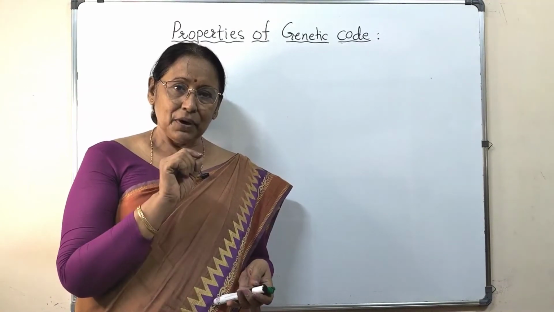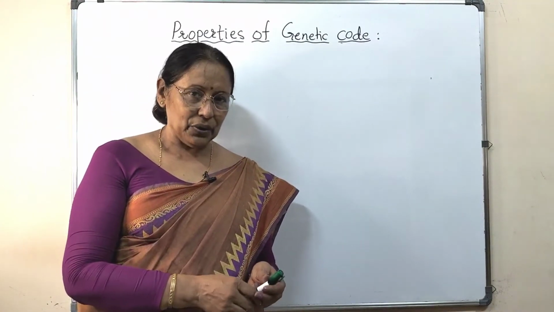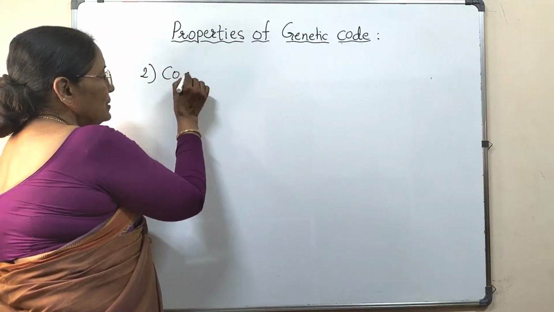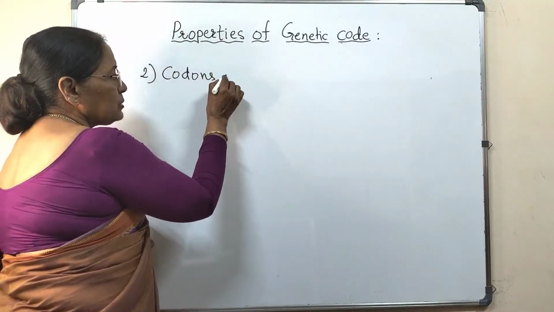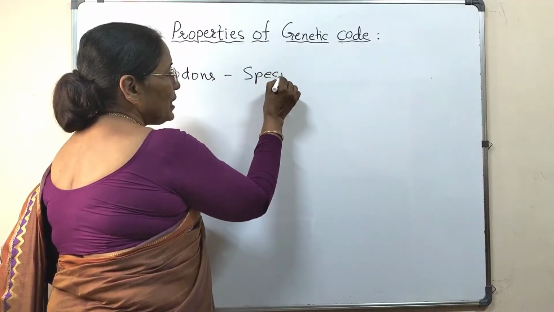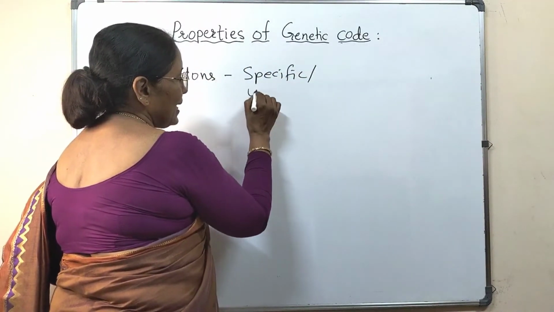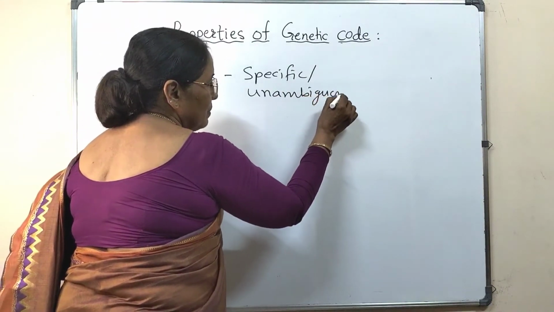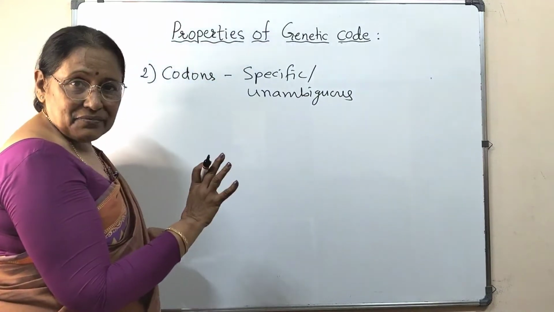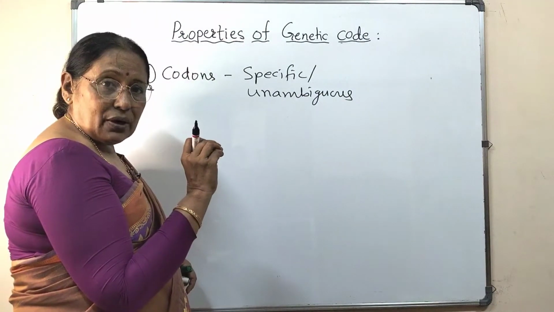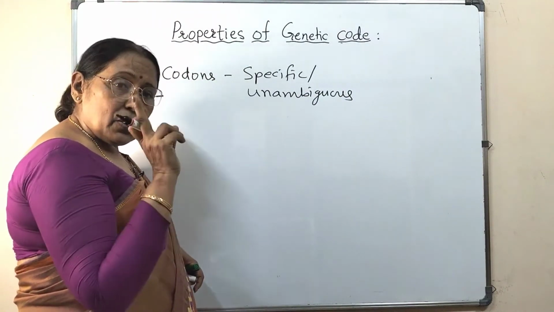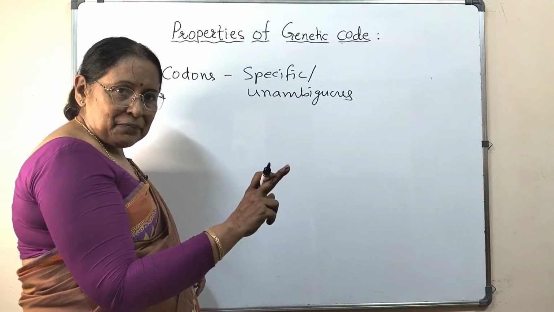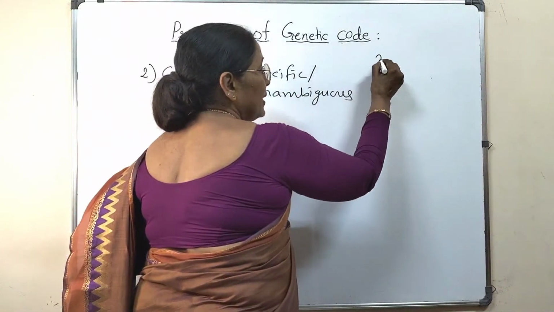Now we come to the second property of the genetic code. The codons are very specific, that is, they are unambiguous. What do we mean by that? They are very specific, meaning each codon will code for only one amino acid, that specific amino acid only. There are 20 amino acids.